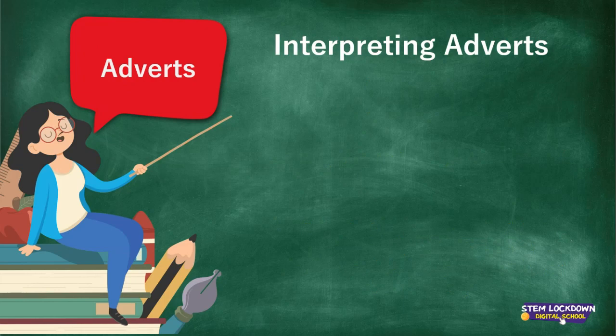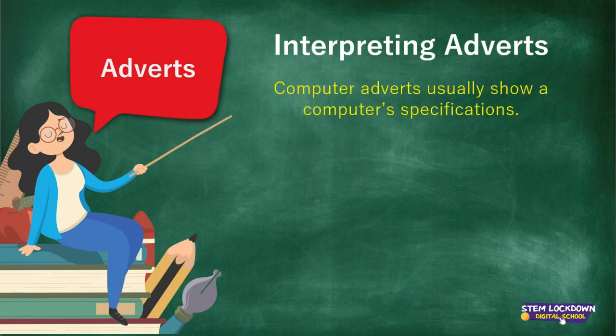All right. So now that we have demystified the difference between memory and storage, now we need to look at how you can actually interpret an advert, right? Now, computer adverts usually show a computer's specifications, right? There are a whole lot of specifications that are actually put in a computer advert, so that when you want to buy a computer, you know exactly what you want to do with the computer and stuff like that.